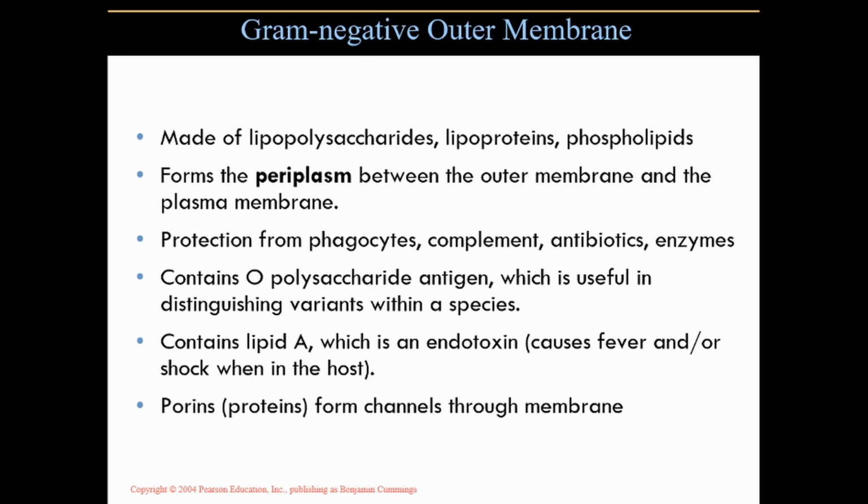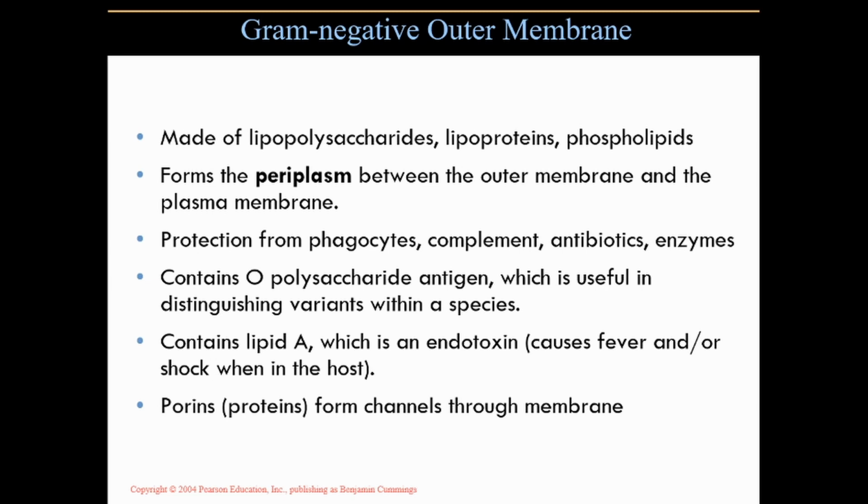They have an O polysaccharide antigen, which is useful in distinguishing variants within a species. If you remember the E. coli example, E. coli O157:H7, the O polysaccharide is in the outer membrane, and we can use that in not just E. coli, but other gram-negative bacteria as well. It also contains lipid A, which is the endotoxin, which we'll talk about later when we talk about toxicity within bacteria and what a toxin is and what it does.